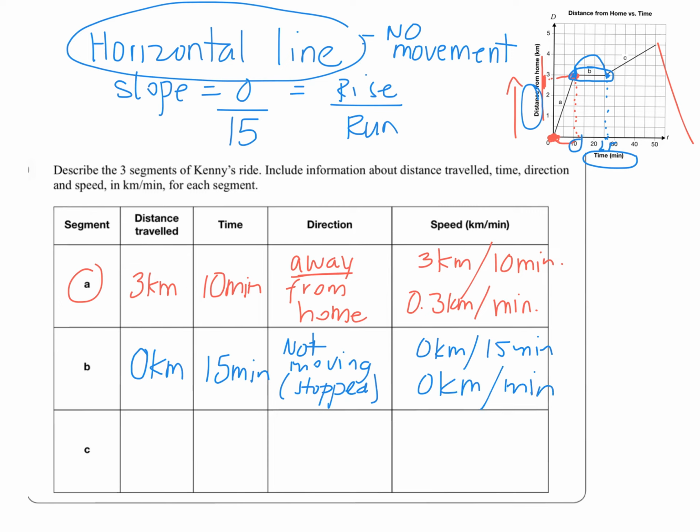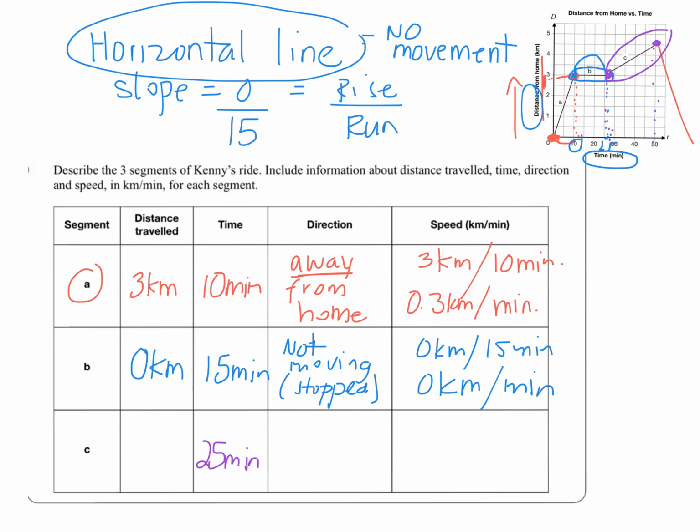Okay, so now we're gonna look at line segment C, and it started at 25 minutes, and where does it end? Where does the line segment end? How many minutes? 50 minutes. So how much time has passed during his travel in segment C? From 25 to 50 is good, 25 minutes. Okay, we have to figure out the distance.